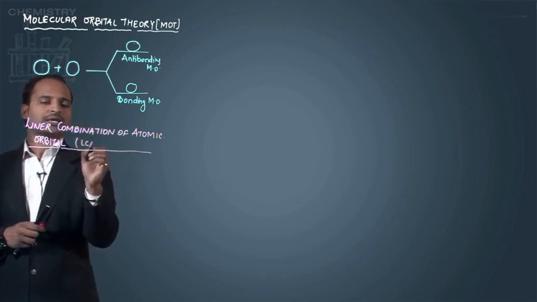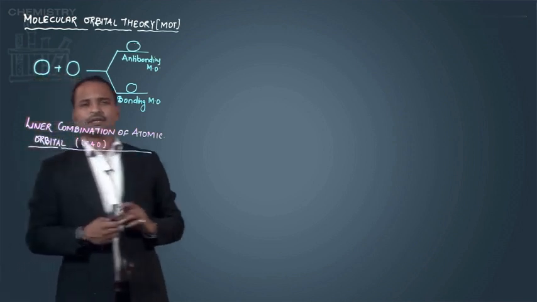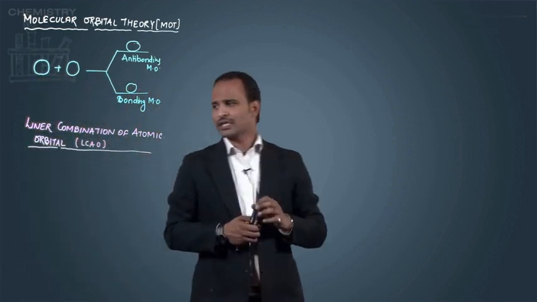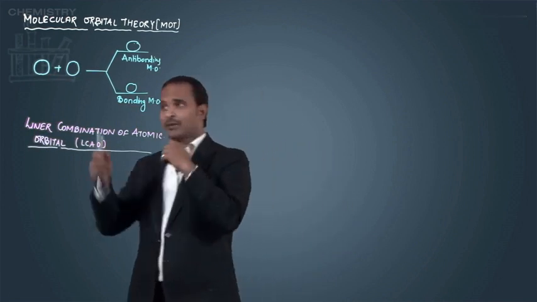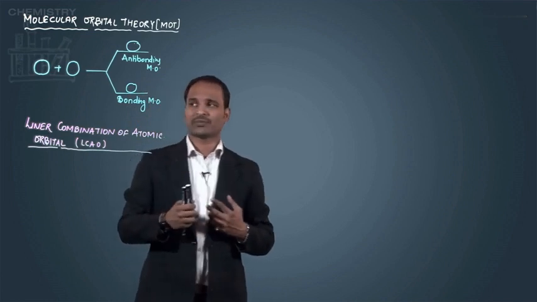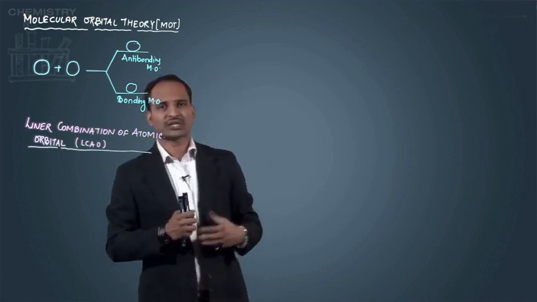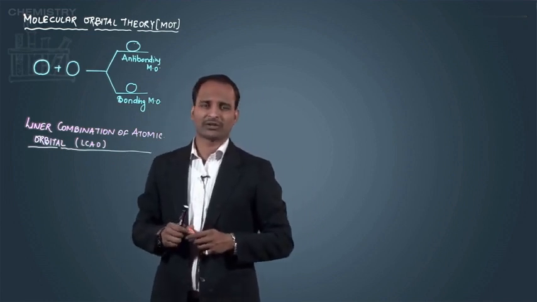This is known as the LCAO rule, linear combination of atomic orbitals. According to LCAO, the atomic orbitals which are combining undergo linear combination, that means they undergo addition and subtraction, so that they form a bonding molecular orbital and an anti-bonding molecular orbital.